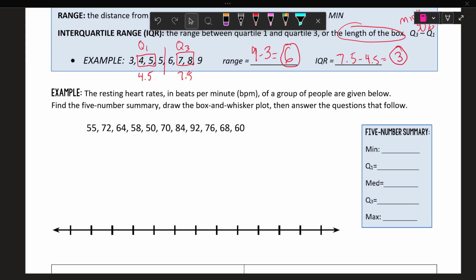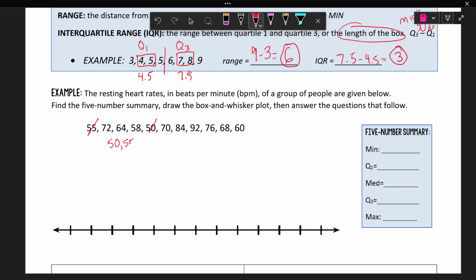All right, let's try another example. We have the resting heart rates in beats per minute of a group of people below. We want to find the 5-number summary, and we want to draw the box and whisker plot. So first thing we have to do is put them in order. So our lowest number is 50. Now I would cross them off as we write them so we know that we've covered all of them.